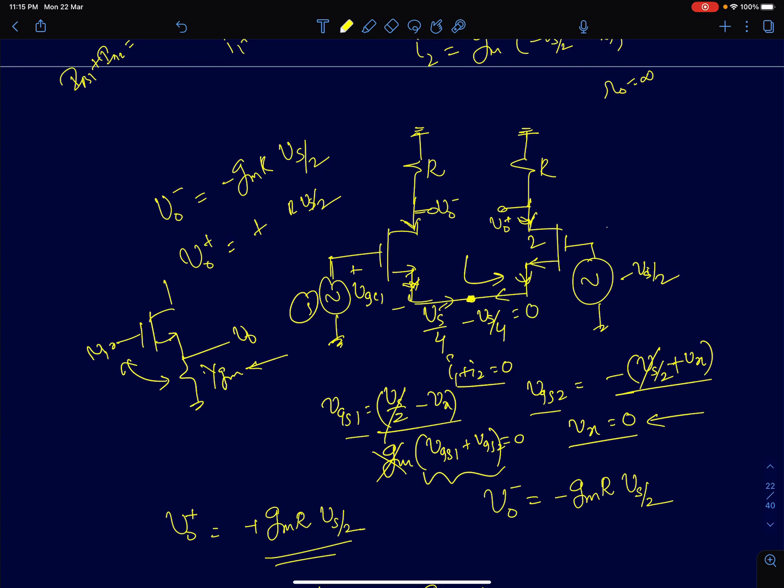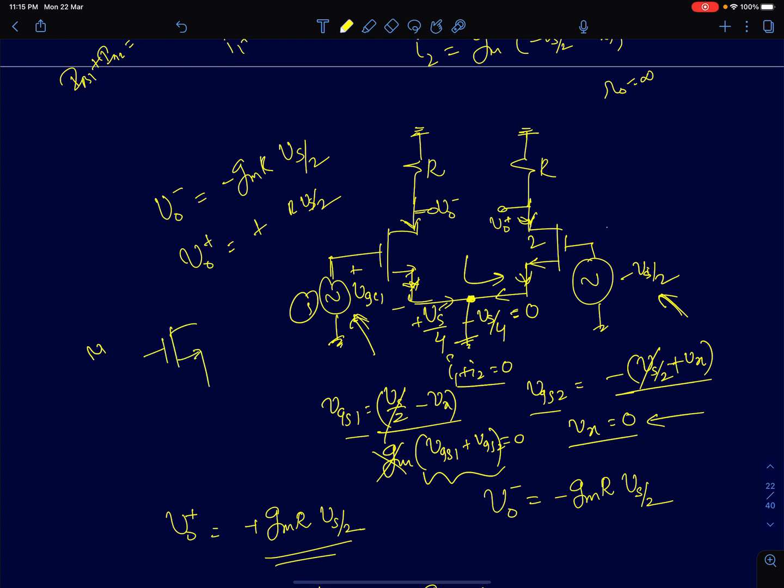So only if you apply differential inputs, plus Vs by 2 here and minus Vs by 2 here, this node will come to AC ground. So that's why we distinguish this from a conventional AC ground. When we analyzed the voltage biased circuit, this node was at AC ground because we connected a DC voltage source here. Whether the input is differential or not, it doesn't matter, it was at AC ground. But here, this node goes to AC ground only because the inputs are differential. If the inputs are not differential, this node will not go to AC ground.